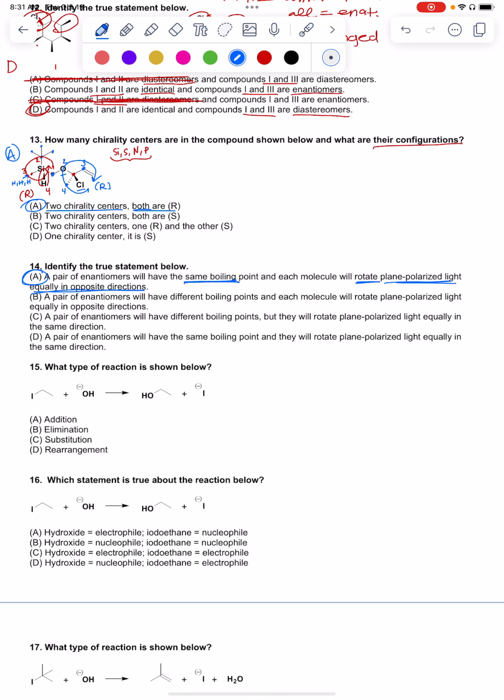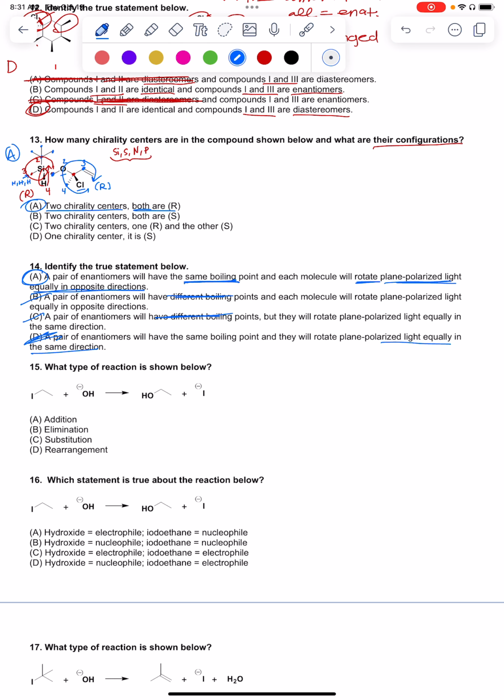I know they have the same boiling point, so I'm going to cross out anything with different boiling points. And I know that they rotate light in opposite directions. So if D has that they rotate light in equally the same direction, I know that can't be right. So the obvious answer here is A. And that's just knowing what enantiomers' properties are.